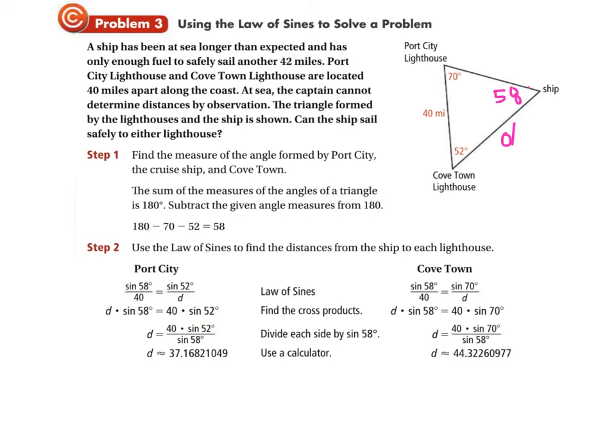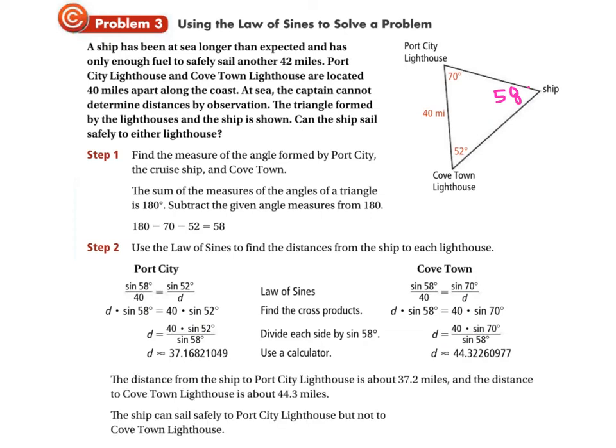Okay, how does that help us? Well, if we now think back to the original problem, what we know is that the ship can go at most another 42 miles with enough fuel. So what we find here is that the distance from the ship to Port City Lighthouse is about 37.2, rounding to the nearest tenth. And the distance to the Cove Town Lighthouse is about 44.3, rounding to the nearest tenth. Which one is less than 42? Port City. So the ship can safely sail to Port City Lighthouse, but not to Cove Town Lighthouse. Yeah, that's how you do it.